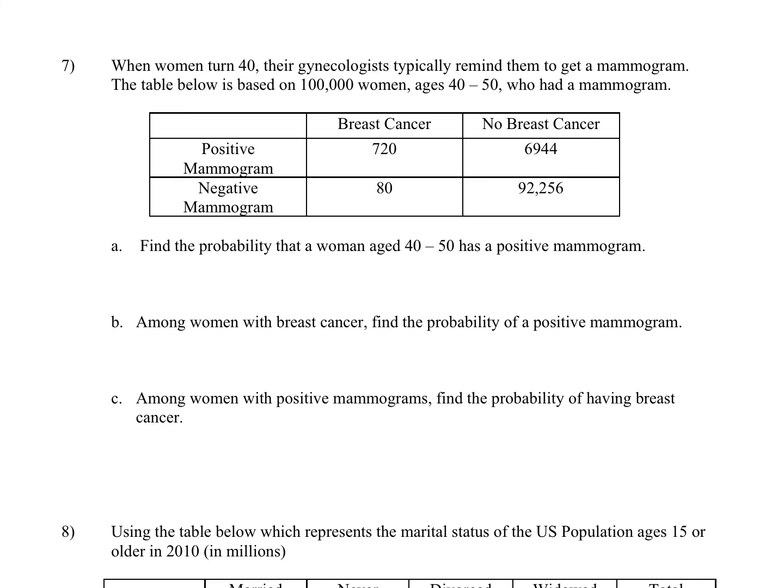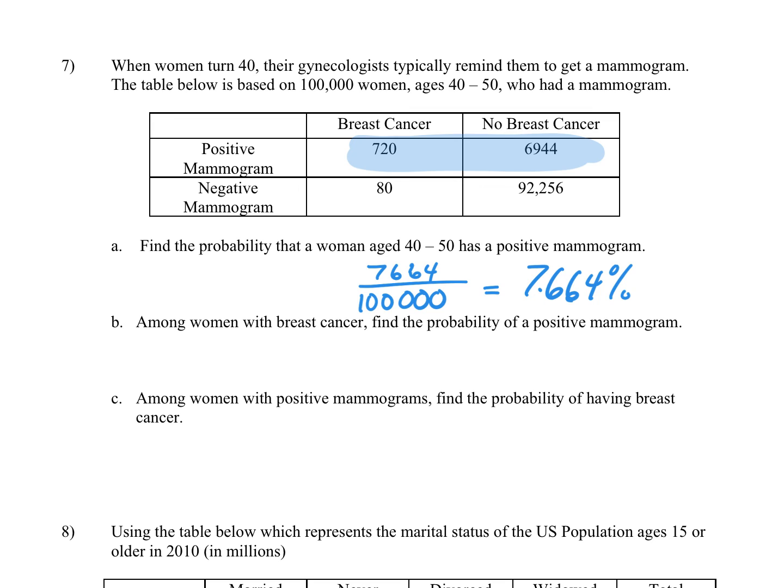So in part A, they want us to find the probability that a woman aged 40 to 50 has a positive mammogram. Well, that is going to be all of these entries in this row, 720 plus 6,944. So that's a total of 7,664 out of 100,000 for a probability of 7.664%.